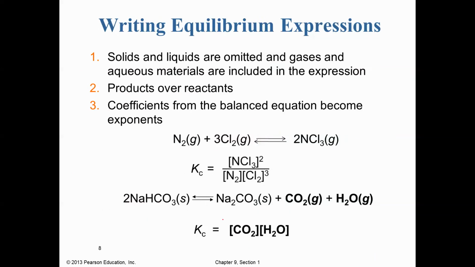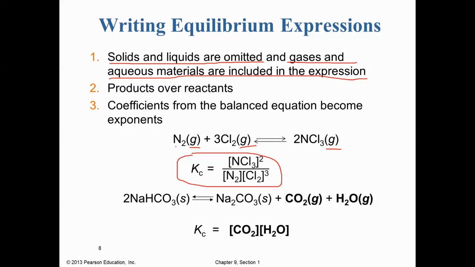So one of the things you'll be asked to do in this chapter is write equilibrium expressions. And that's the ratios, like the type of thing we see right here. The way we write these, we use these 3 steps. Solids and liquids are omitted from the expression. Gases and aqueous materials are included. And so, how do you know what's what? Well, you just look at the states in the equation. The states in the equation will tell you. So G and AQ, you're going to include in your equilibrium expression. Solids and liquids, so S and L, you'll exclude.